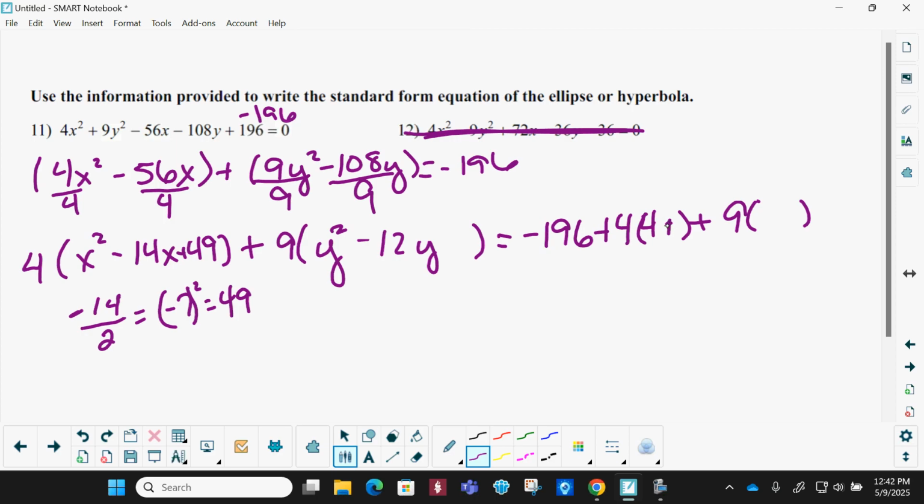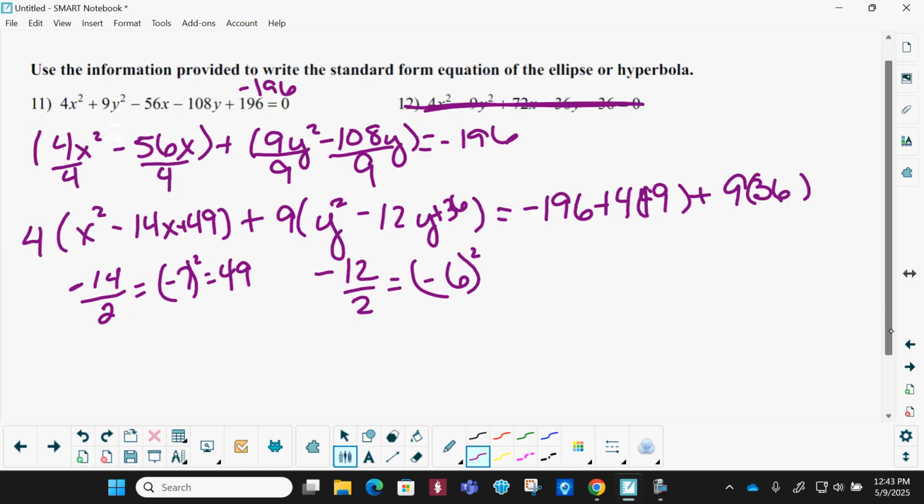Okay, we are definitely tripping. Okay, negative 12 divided by 2 is negative 6 squared. So add 36. Oh, goodness. 36. So now what we're going to do, I'm going to change colors.